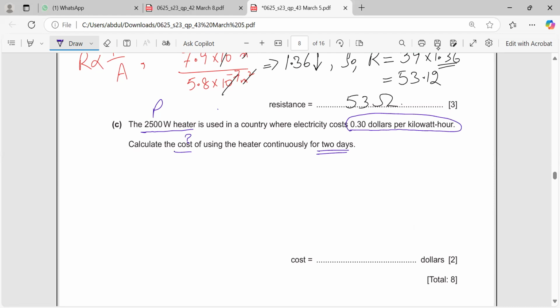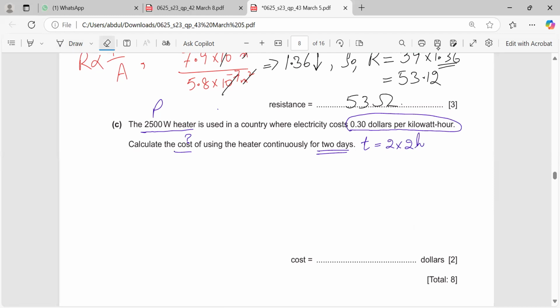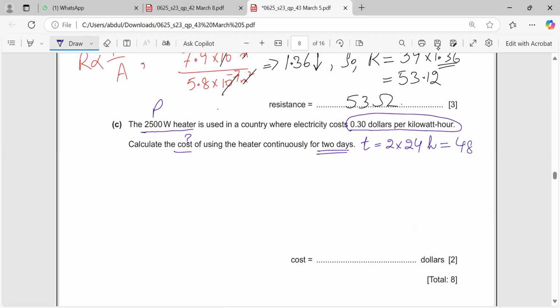If it is 2 days, how many hours? Time will be equal to 2 times 24 hours. So it means time is basically 48 hours. Why do we need to use time in hours? See, the price is per kilowatt hour. So time should be in hours and power should be in what? Kilowatts.